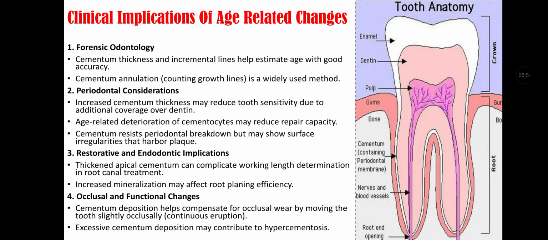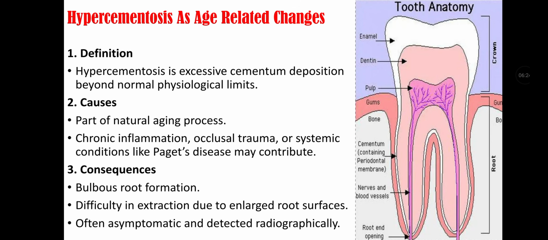Third clinical implications are restorative and endodontic complications. Thickened apical cementum can complicate working length determination in root canal treatment. Increased mineralization may affect root planing efficiency. Fourth clinical implication is occlusal and functional changes, as cementum deposition helps compensate for occlusal wear by moving the tooth slightly occlusally. Excessive cementum deposition may contribute to hypercementosis.